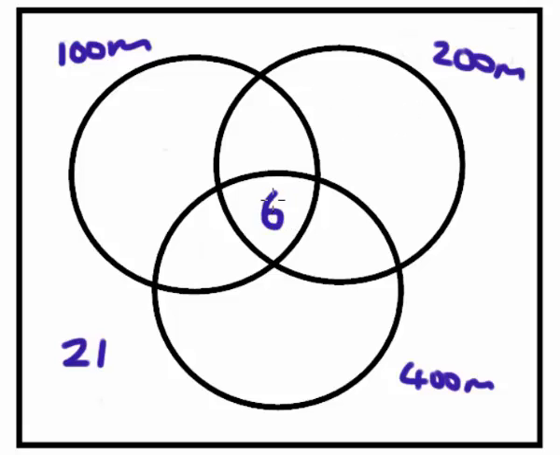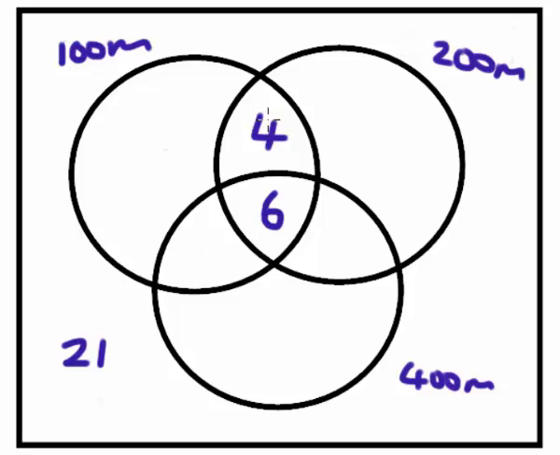Now look, 6 athletes did enter the 100 meters and the 200, but they also did the 400. But we know that 10 did the 100 meters and the 200. So that piece there has got to be 4, because 6 plus 4 is 10. 4 athletes just ran the 100 and the 200, and 6 ran the 100, 200, and 400. So it's important that these two add up to 10.